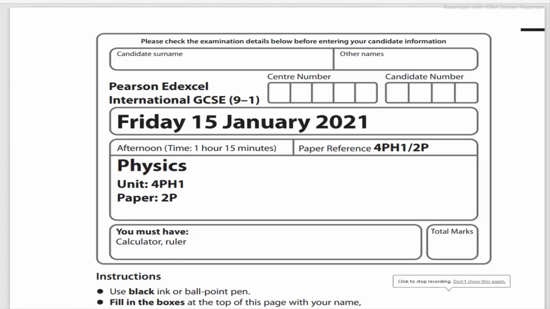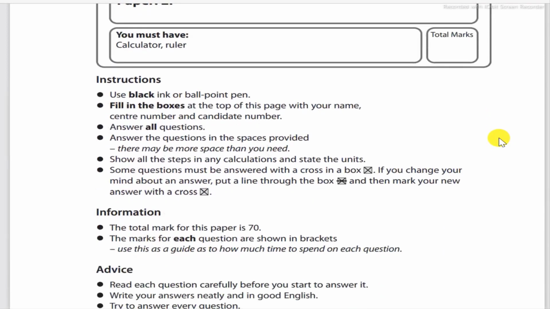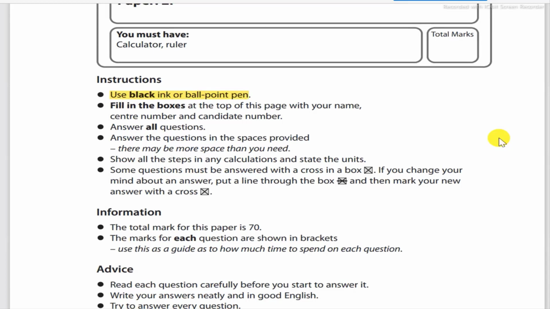My dear student, today I am going to solve Pearson EDEXCEL International GCSE 9-1 January 2021 Physics Paper 2. Instruction: use black ink or ballpoint pen. Fill in the boxes at the top of these pages with your name.